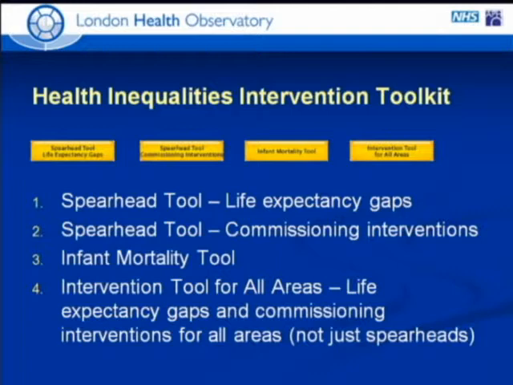The third component looks at the infant mortality target, and the fourth component is a tool for all areas. So it looks at life expectancy gaps and commissioning interventions, but it looks at it for all areas of England, not just the spearhead areas. And that part of the tool wasn't updated last time round. We did the updating, and it's much more complicated as well than the other parts. So I'm not going to talk about that part today, but I can answer questions on it if anyone has any questions. I'm just going to talk about 1, 2, and 3 today.